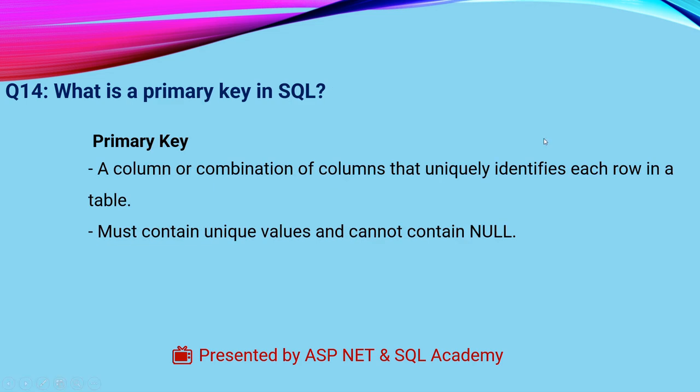A primary key is a column or a combination of columns that uniquely identifies each row in a table. It must contain unique values and it cannot have null values, ensuring that each record in the table can be uniquely identified.